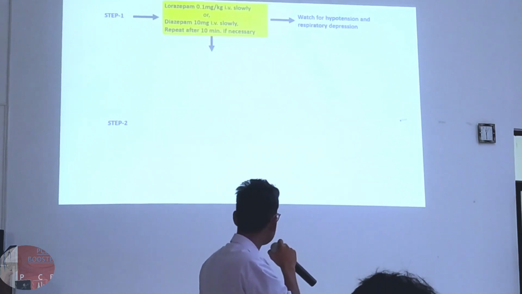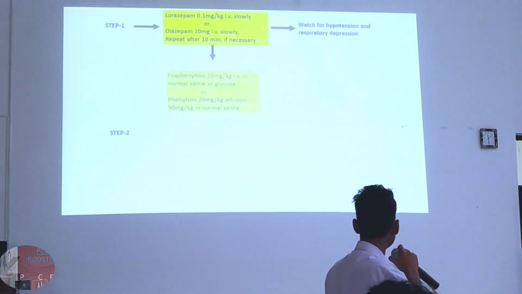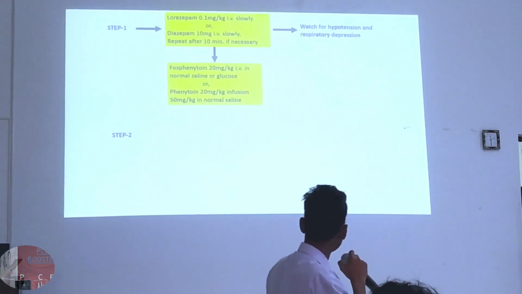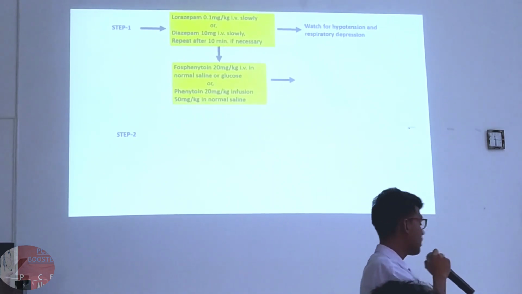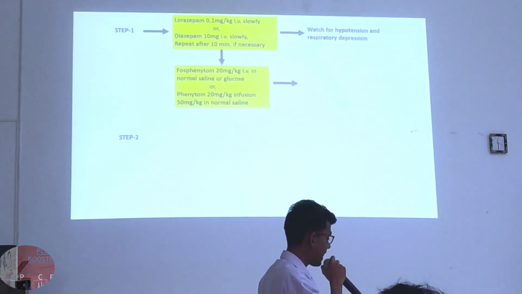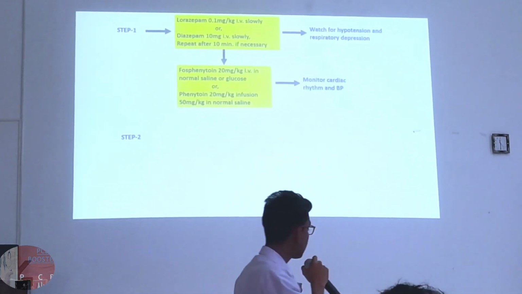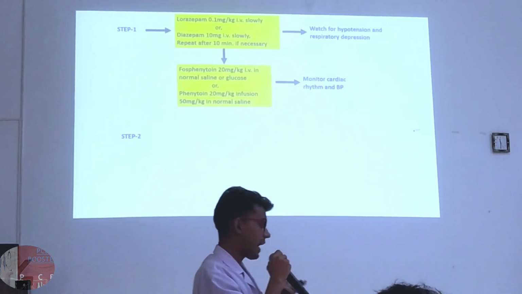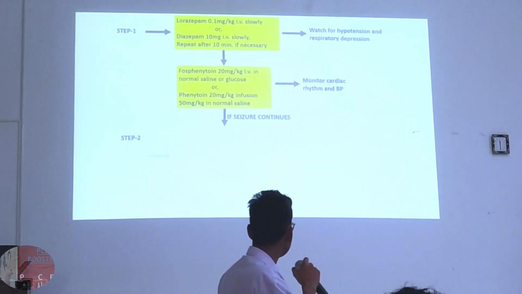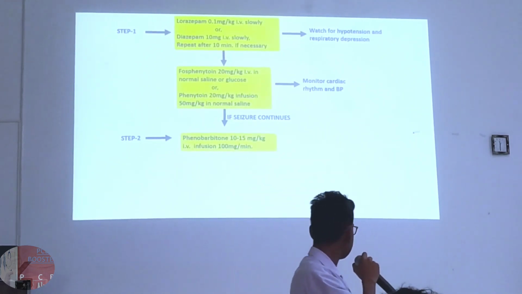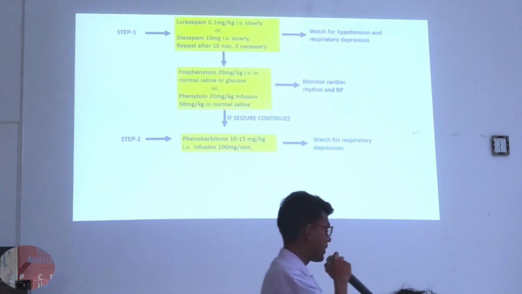Again, if this drug does not control the seizure, we can repeat the dose after 10 minutes. And if there is still no response, we can give fosphenytoin or phenytoin. Here our drug of choice is fosphenytoin, because phenytoin leads to more vascular complications than fosphenytoin. And we have to monitor the cardiac rhythm and the blood pressure, because it can lead to either hypotension or arrhythmia also. If the seizure continues and does not respond, then we can use the drug phenobarbital 10 to 50 mg per kg at the rate of 100 mg per minute, and we have to watch for respiratory depression.